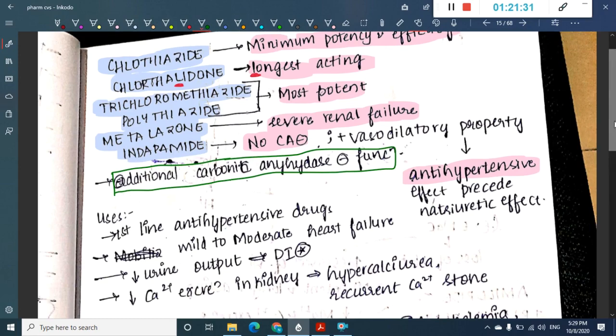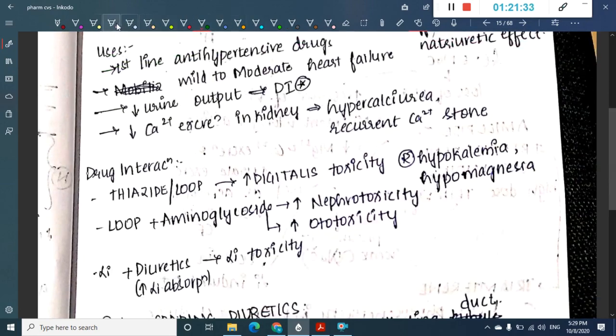Now let us learn about the uses. In the uses we have the first line. These drugs are first line used as antihypertensive drugs. If any hypertensive patient goes to the hospital, he will definitely be given at least one thiazide diuretic. And these are also used in mild to moderate heart failure.